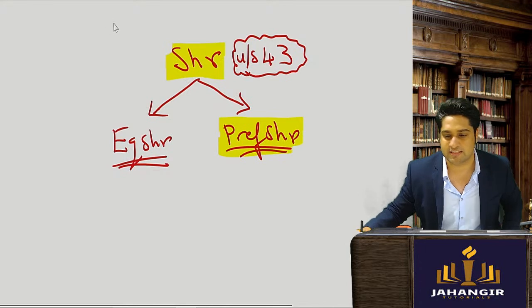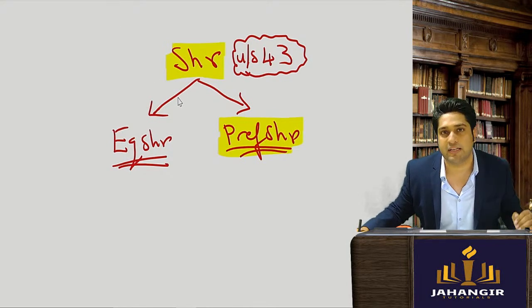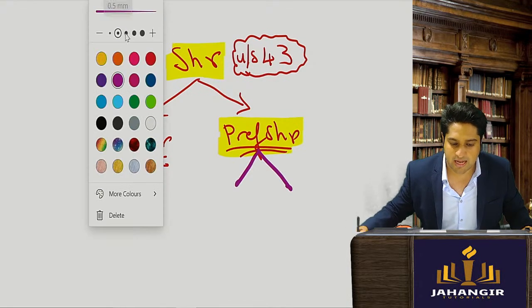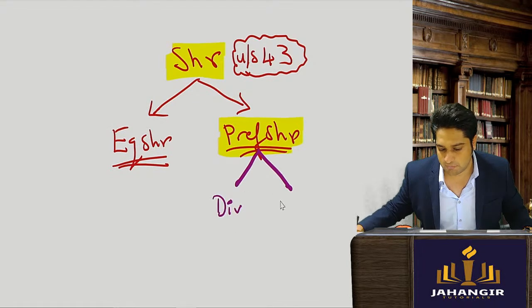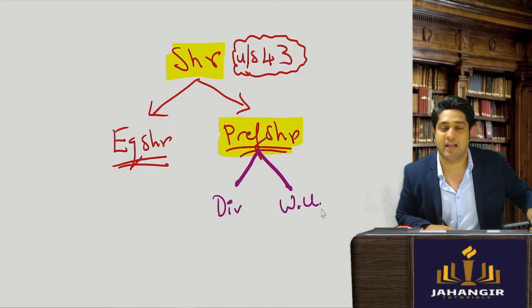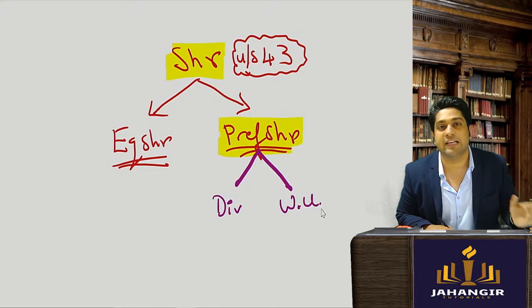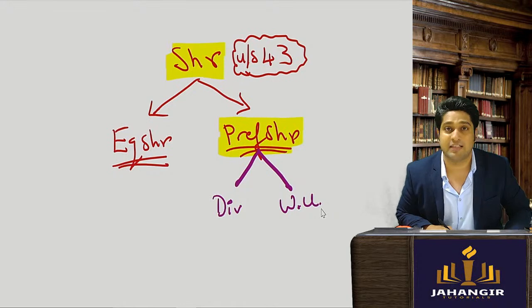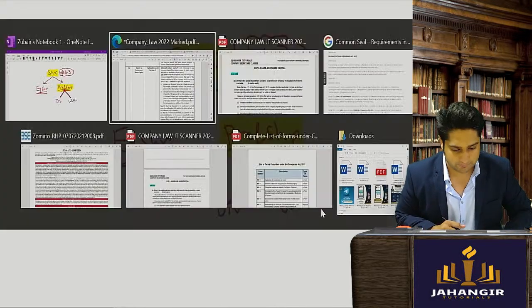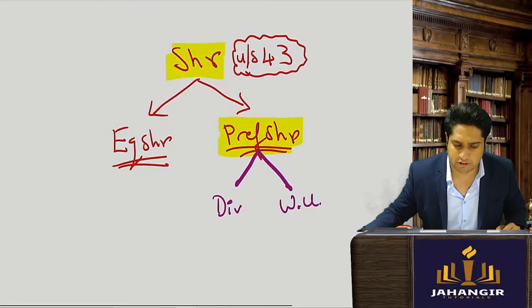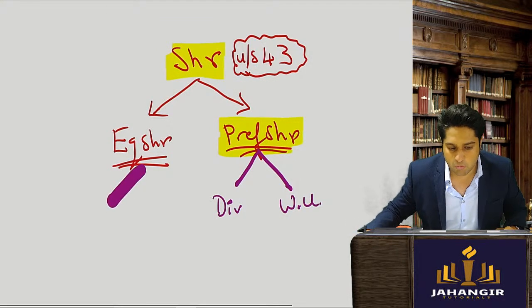Why? Because preference shareholders have preference over equity shareholders in two things: when paying dividend and at the time of winding up of the company. So preference shareholders enjoy a preferential right, a priority right over equity shareholders at the time of payment of dividend and at the time of winding up of the company. Perfect. Okay, moving forward. Now there is one more concept where equity shares could be with equal voting rights or with DVRs, differential voting rights.